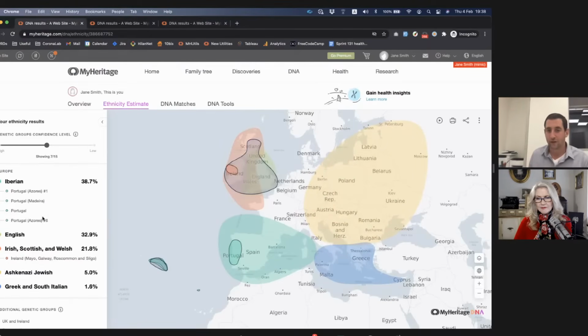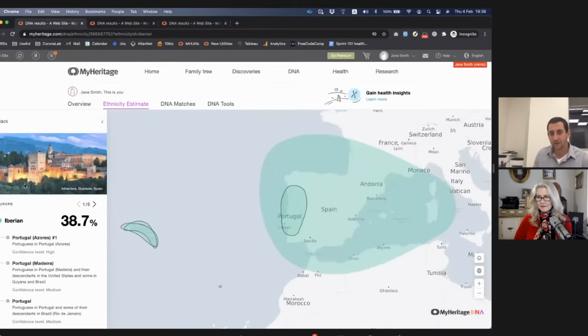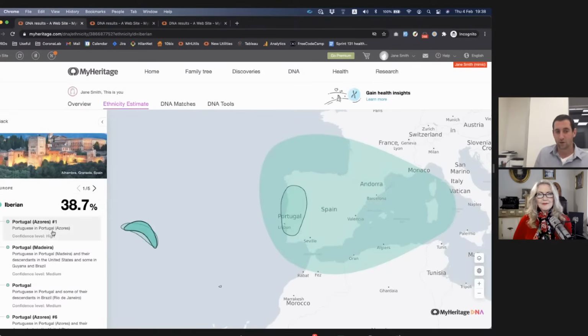So it can be both here or there. Before we jump into genetic groups, let's see how an ethnicity page looks like now. I clicked on the Iberian, and the map zoomed in automatically, and we can see the genetic groups that Jane has along with their description.